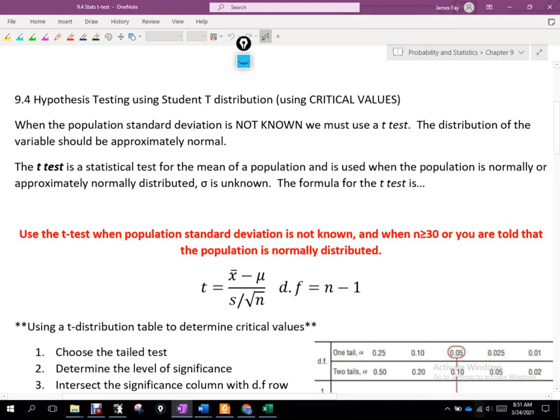So the distribution of the variable should be approximately normal. Okay, we talked previously in chapter 8 that as our degrees of freedom increase, so the more things that you have in your sample, the more the t-distribution morphs into the normal distribution. Yet they are both still symmetric. And that's the key thing here.